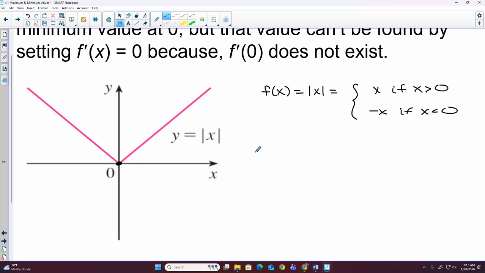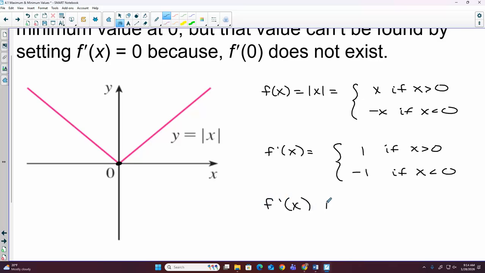And when you do the derivative of that, the derivative of x is 1. Derivative of the opposite of x is negative 1. Okay. 0 could technically fit into either of those categories, right? The absolute value of 0 is 0. When we look at this, at 0, my derivative is equal to 2 different things. So the derivative does not exist at 0.